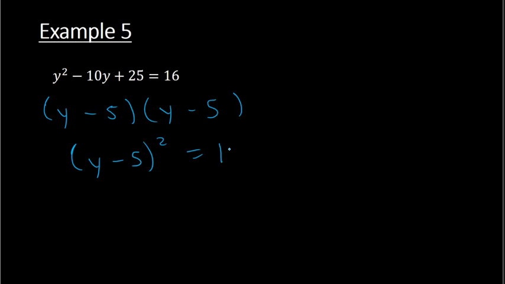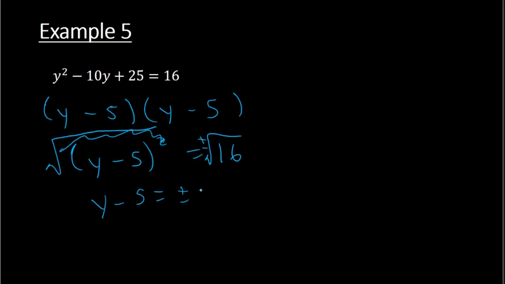That's equal to the 16 on the other side. So we factored, and notice this is a perfect square. So at this point right here, I can take the square root of both sides. So when I take the square root of both sides, the square is now gone. And I'm left with the y minus 5 over here. And then don't forget we have a plus or minus square root of 16 on the right side. Well, the square root of 16 is 4. So I have a positive or negative 4.